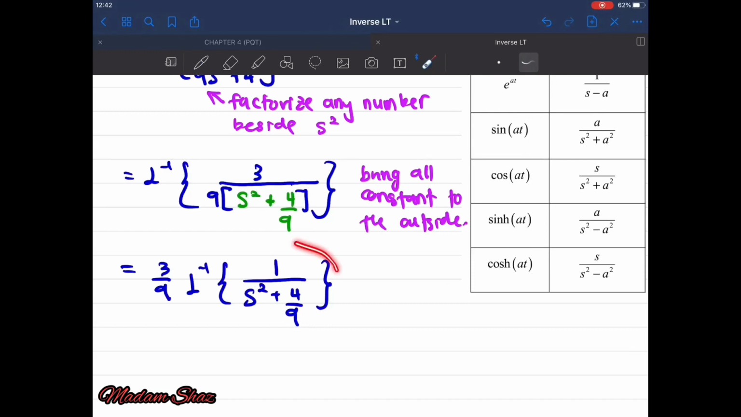So now we have to refer back to the table of the Laplace transform, whereby we have a constant at the upper side and s square plus something at the bottom side. The suitable one is a over s square plus a square, which will result in the sine of a t. So we have to determine the value of a now from a square. We have 4 over 9 here. We should determine what our a is.